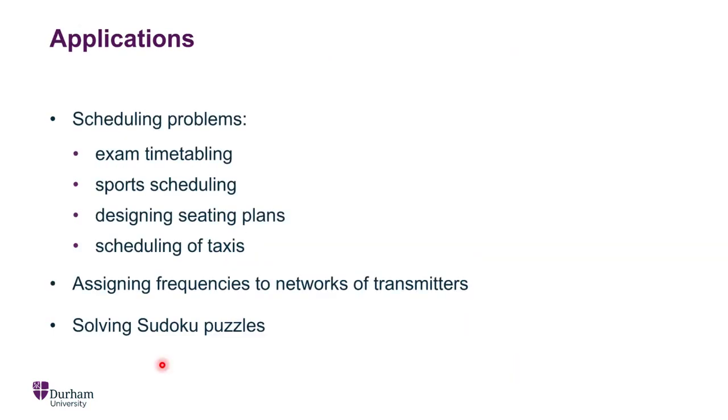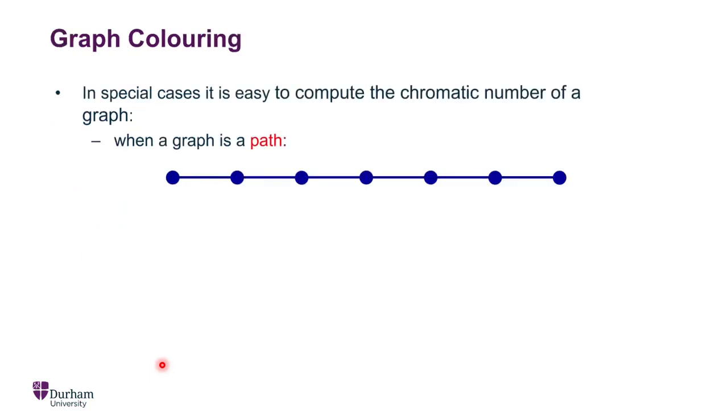And indeed, there are various applications of the graph coloring problem, finding the chromatic number of a graph, from scheduling problems, exam timetabling, and what have you, to even solving Sudoku puzzles. It's actually the case that for some special classes of graphs, it's easy to compute the chromatic numbers.